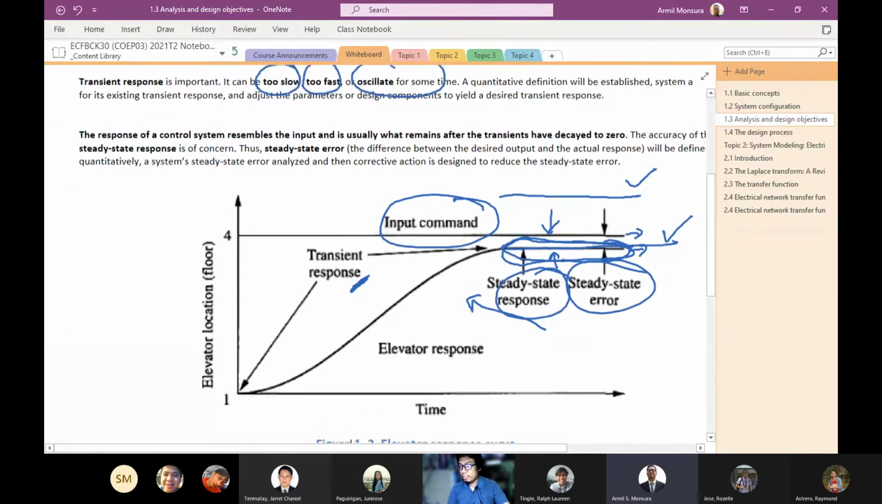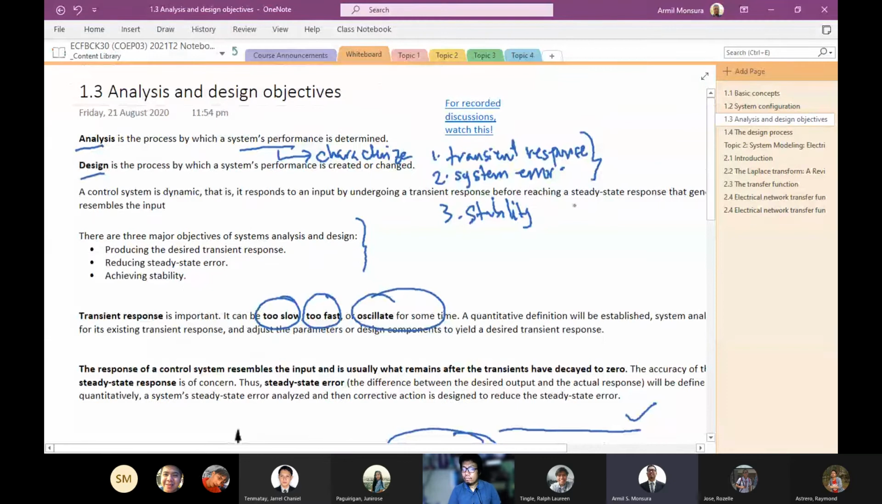Okay. So, that. Ngayon, what I would like to point out is that if your system is not stable, okay, these other two things are not measurable. You will not be able to measure these other two things if your system is not stable. That is why stability is the most important parameter of your system.